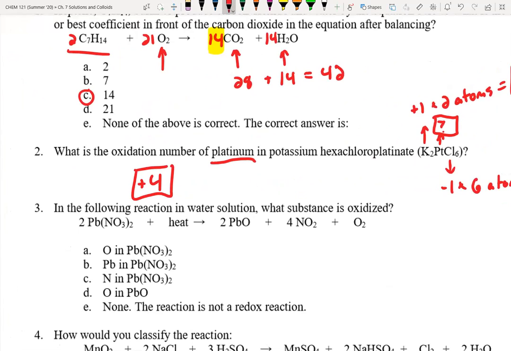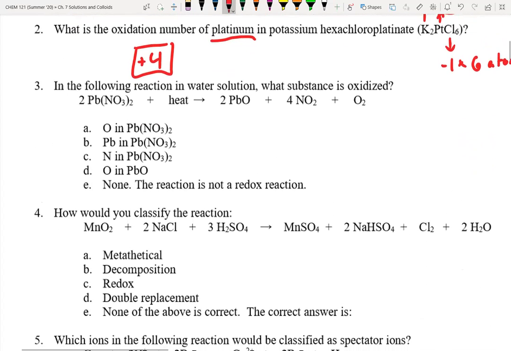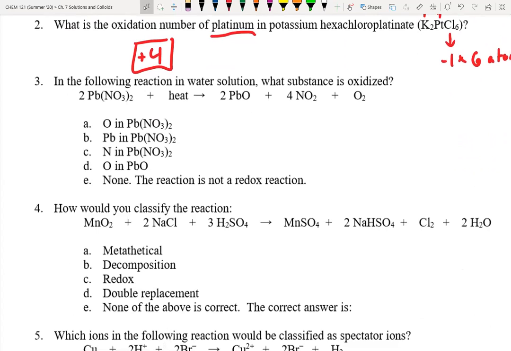Does that make sense? It's similar to predicting the ionic charge. So if you can go back and practice predicting the ionic charge of some of the transition metal compounds, you should be able to find the oxidation number. It's going to be the same. You have to infer it. And then let's go to number 3.